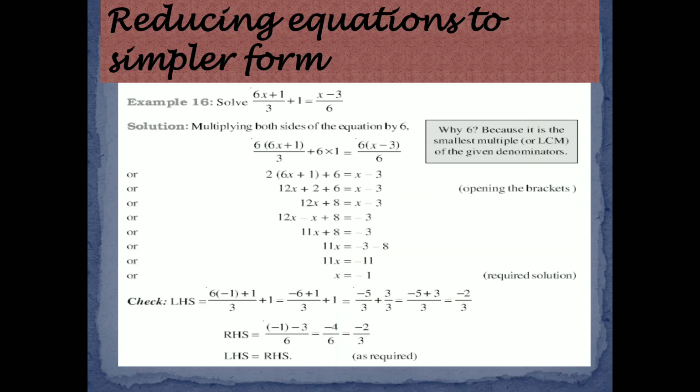Now, reducing equations to simpler form. You see here it's a fractional or complicated form, so we need to reduce this equation to a simpler form and get the values of x, and later on you can put the value of x in the place of x over here in the equation and check the answer. For checking this, if you get LHS is equal to RHS, then we can say that our answer is correct. How are we going to do this?